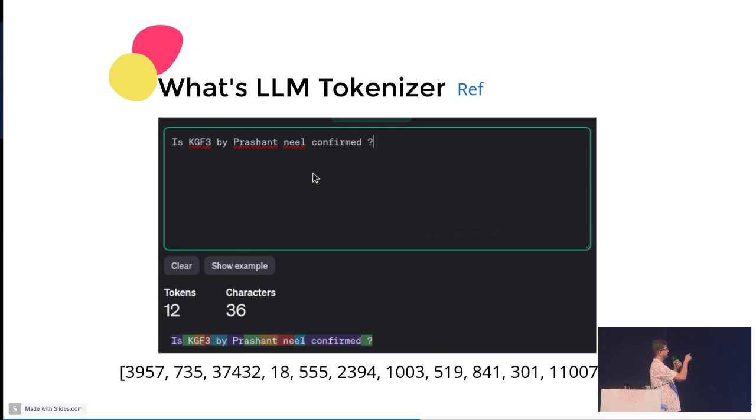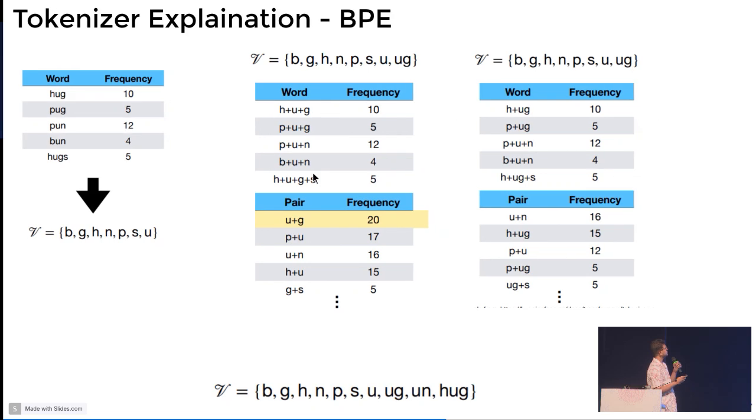If you see, "is" is one token ID, and " K" is one token ID, "GF" is one token ID, " 3" is one token ID, " by" is one token ID. So you can see the series of tokens generated by the tokenizer. Okay. Now let's dig into how this tokenizer works internally.